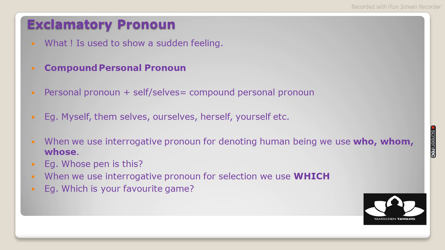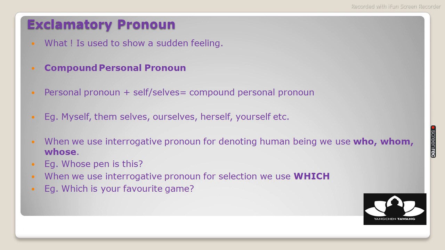So now the second thing comes: compound personal pronoun. So what is a personal pronoun? Personal pronouns are I, we, me, mine, ourself, yourself. All these are personal pronouns. When, with a personal pronoun, we use the word self, then it becomes a compound personal pronoun. Examples of compound personal pronouns are myself, themself, yourself, ourself, etc.